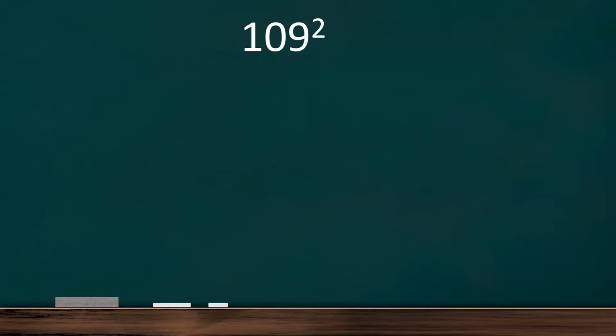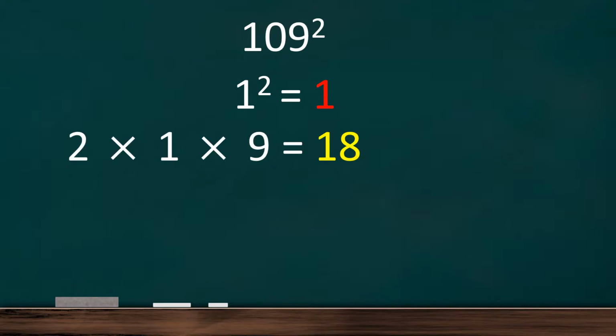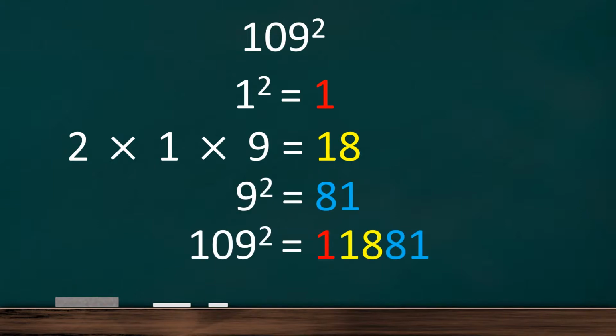And then we have 109 squared, according to the method learned above. So first of all, we take 1 squared, which is equal to 1. Then we take 2 times 1 times 9, which is equal to 18. And then finally, 9 squared is equal to 81. So we could just write 109 squared is equal to 11,881. This method is very simple and very practical, and this will allow us to work out the answer faster on the exam.